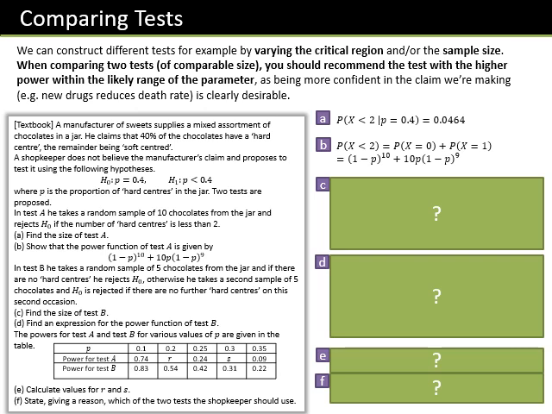This time I'm going to do a random sample of 5. If there are no hard centres, then we're going to reject H0. If there are some hard centres, I'm going to do a second sample, and if there are no hard centres in this, then we're going to reject H0.